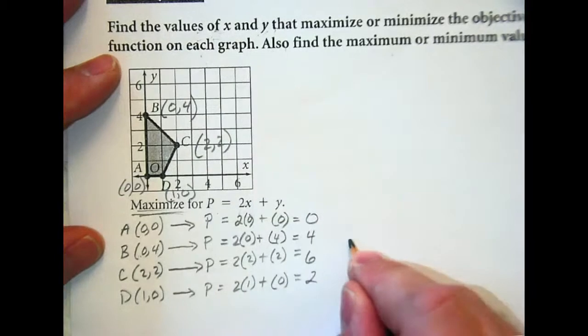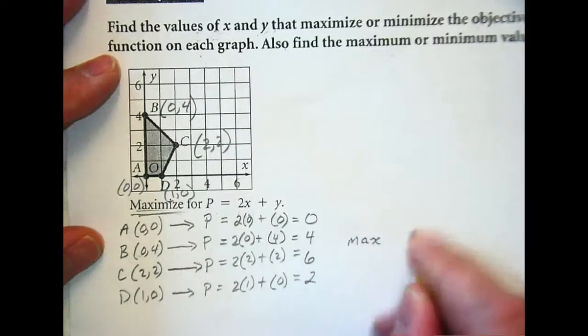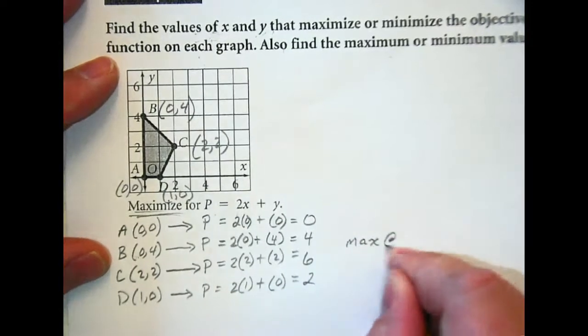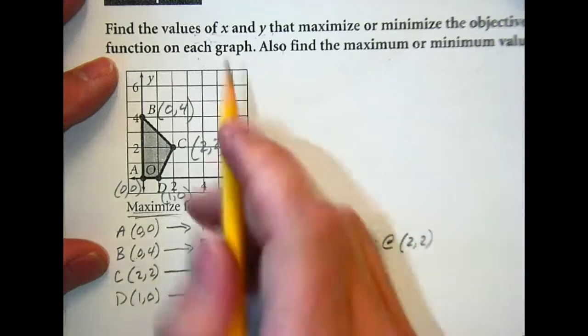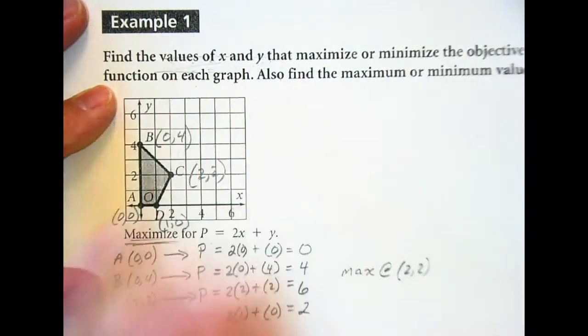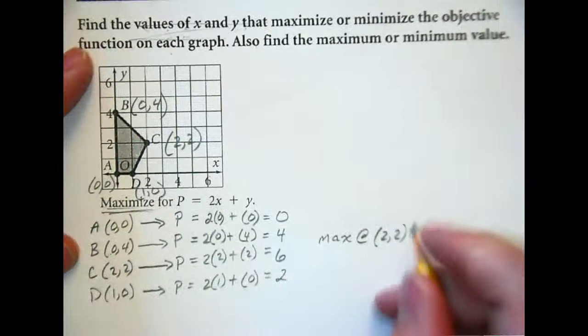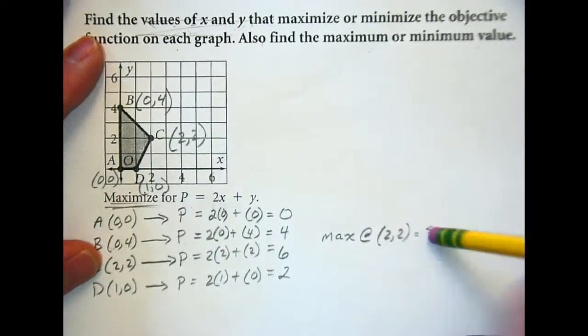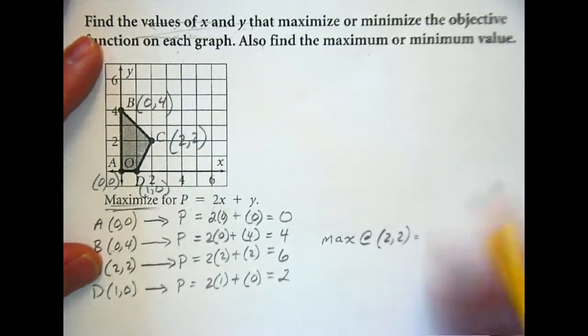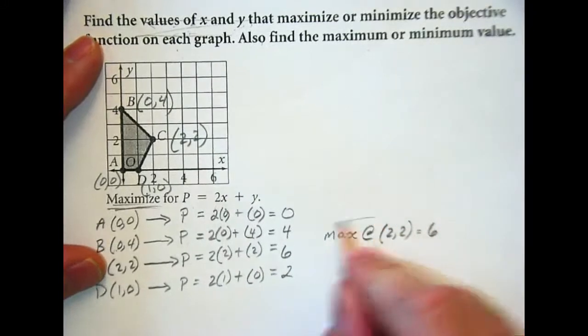So my maximum is at the ordered pair 2, 2. That's the value of x and y that they're asking us for. And it's equal to, in this case, I guess, we don't know that it's dollars, but we're saying 6.